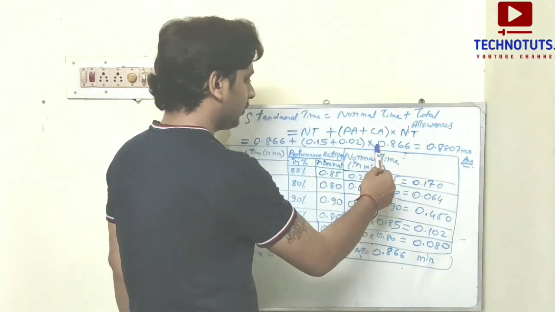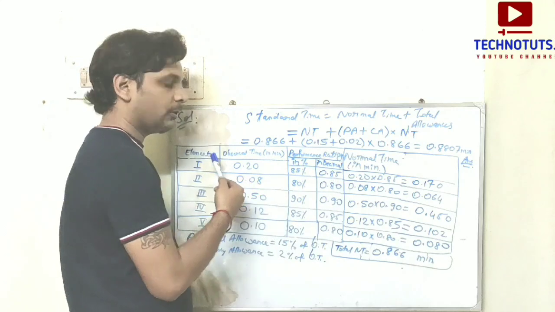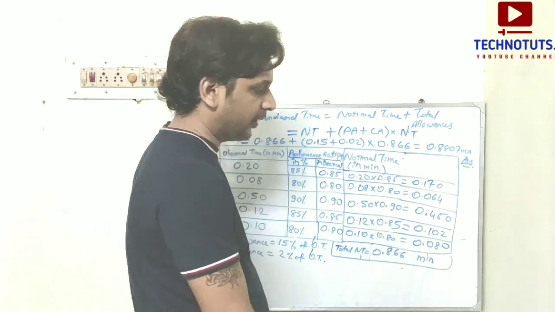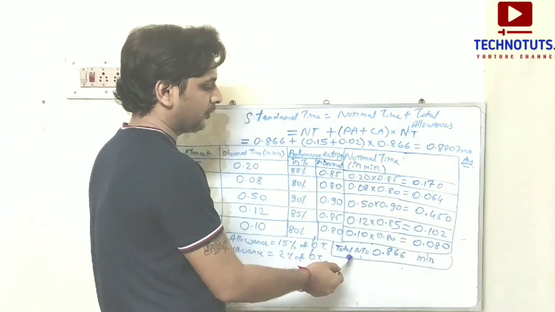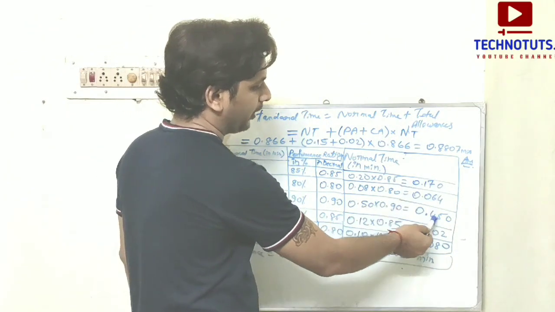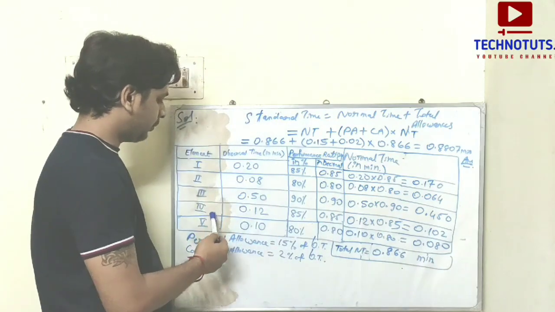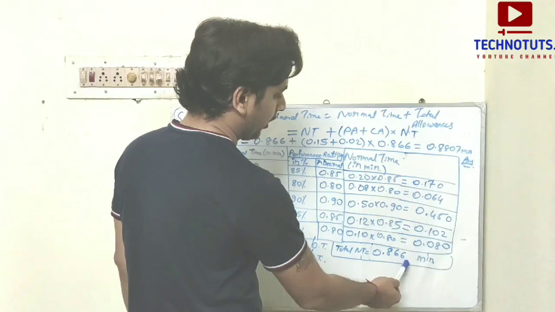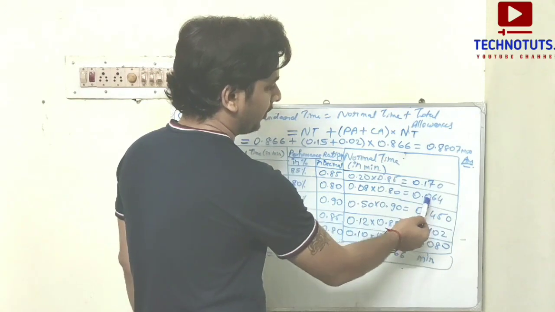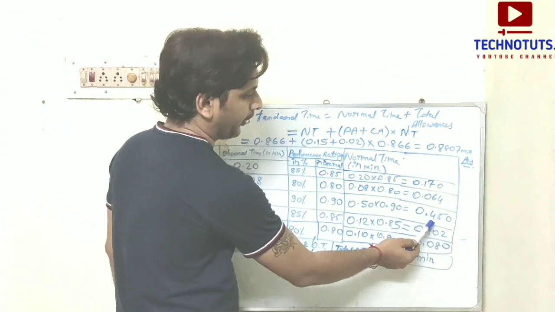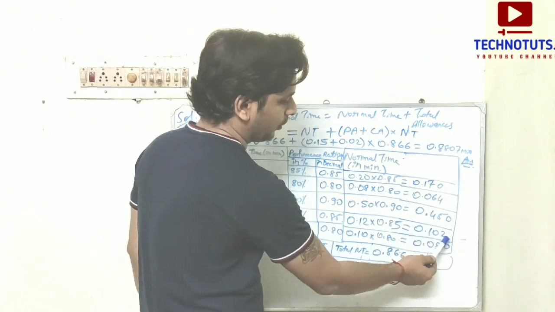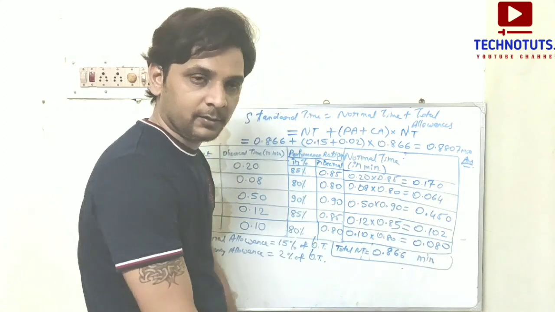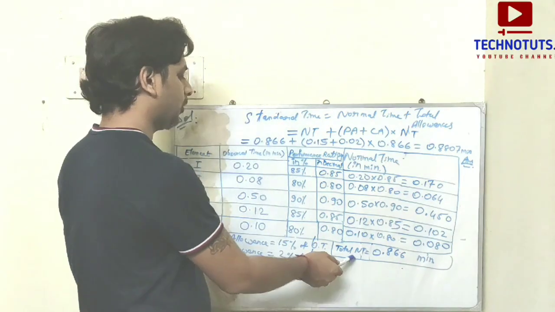So we have obtained the individual normal times for elements 1, 2, 3, 4 and 5. Now we will calculate the total normal time. Just add all these values of element 1, 2, 3, 4 and 5. You will obtain the total normal time: 0.170 plus 0.064 plus 0.450 plus 0.102 plus 0.080 is equal to 0.866 minutes.